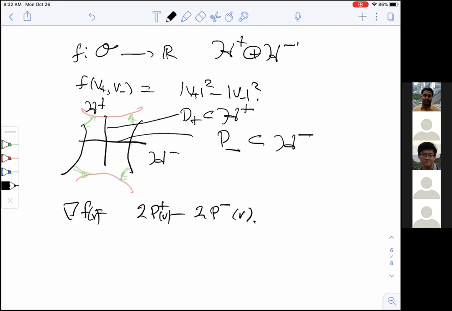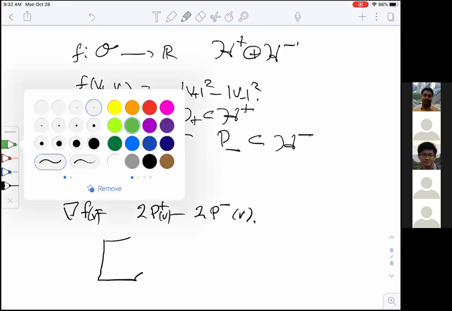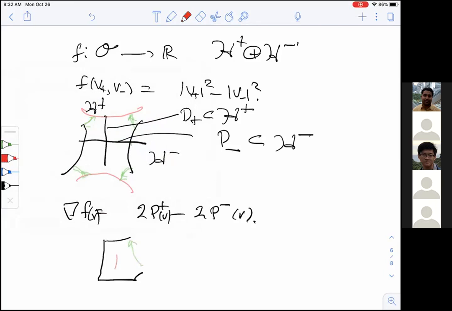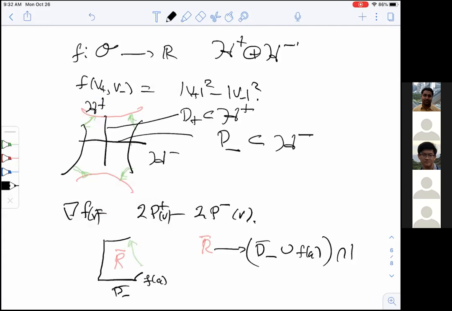The same argument as in the finite dimensional case where I drew this two-dimensional picture and I had my flow line here. This region R, let's call it R bar in the plane. So R bar deformation retracts onto D minus bar, which is here, union F of A, some value below the critical point, intersected with R bar. Okay, so you have this deformation retraction in the plane of this area, which out on the boundary is the negative of the flow of the vector field.